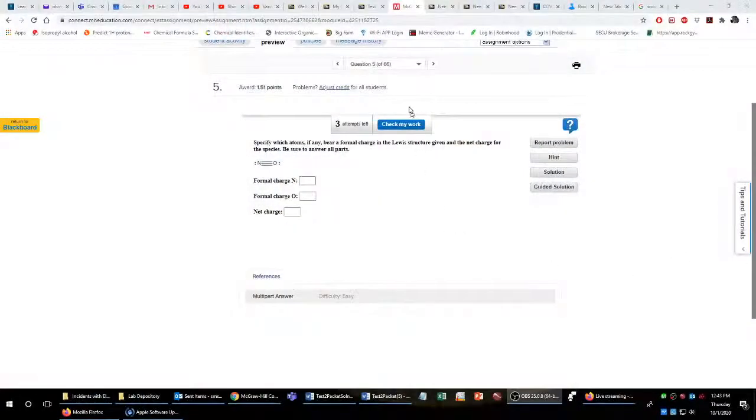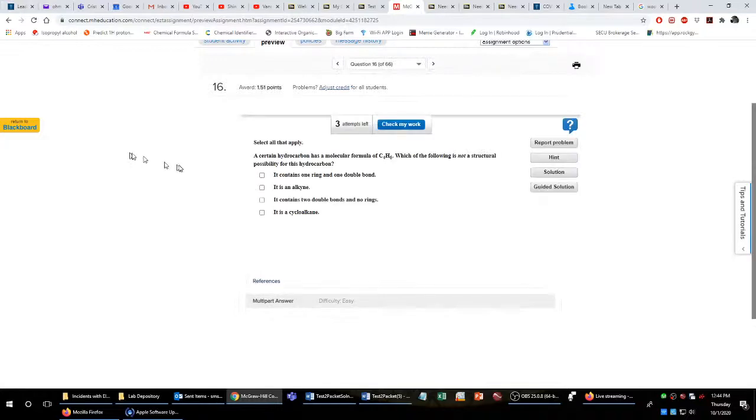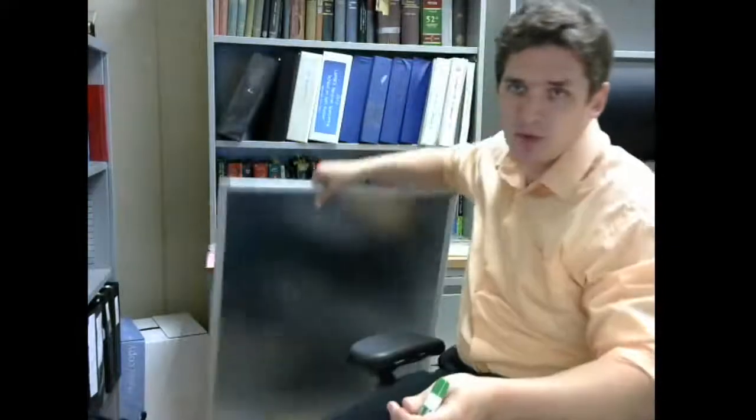Sure, we'll do number 16. A certain hydrocarbon has a molecular formula of C4H6. Which of the following is not a structural possibility for this hydrocarbon? Contains one ring and a double bond. Let's just draw them out. The smallest rings we can form are 3-membered rings, so we'll have to consider the 3-membered and the 4-membered.